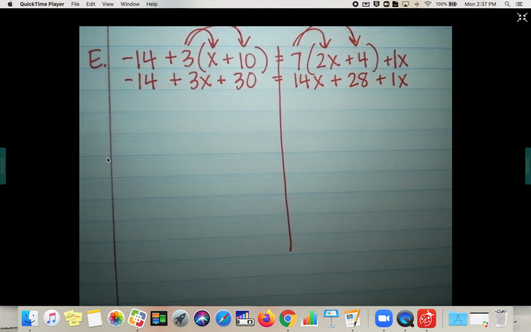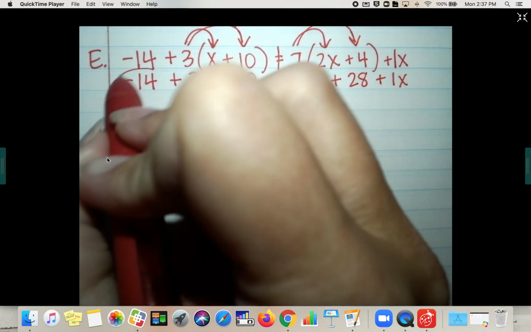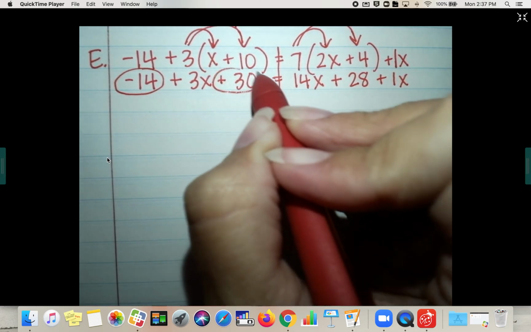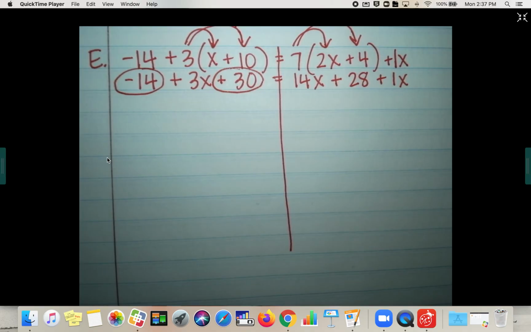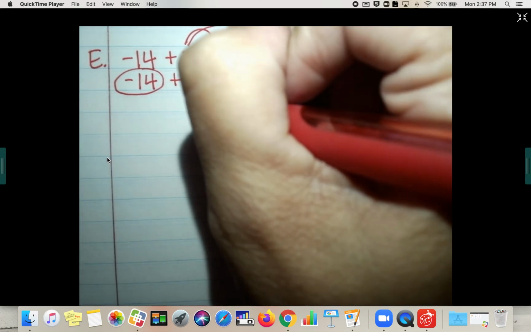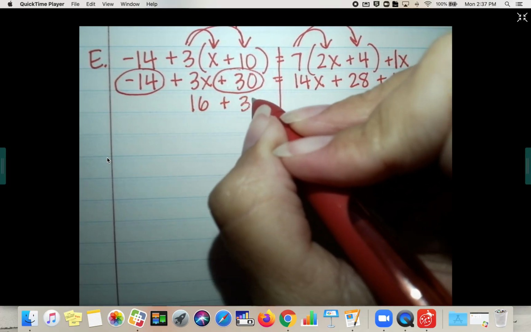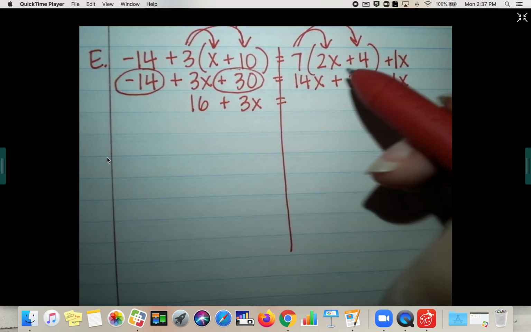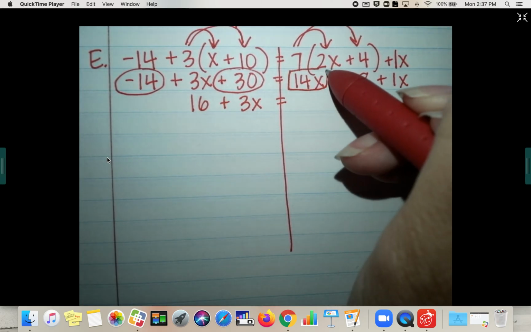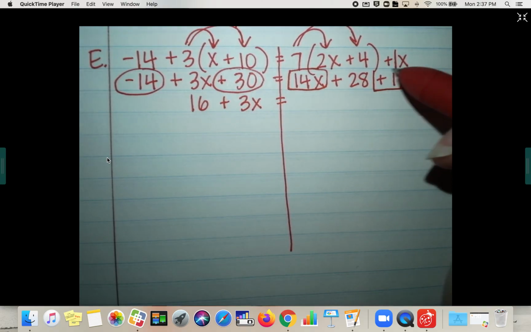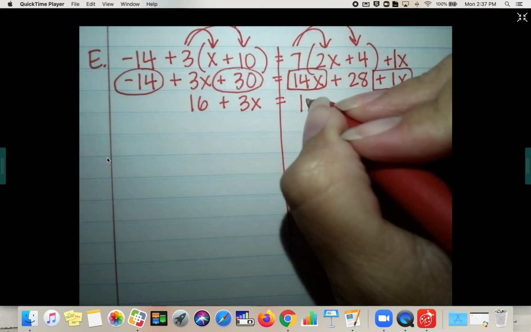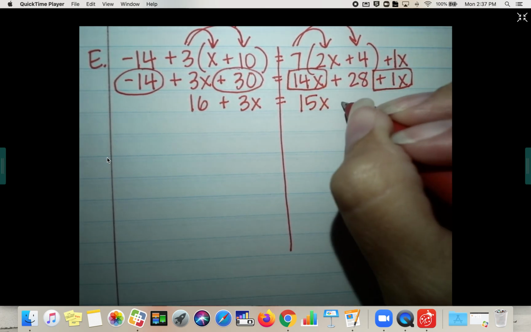Okay. So I see like terms on this side. Let's just do those first. Negative 14 plus positive 30 should be 16. Positive 16. I'm going to bring down my plus 3x because I haven't used that yet. On the right, I see a 14x and a plus 1x. So 14x plus 1x is 15x. And bring down your plus 28.